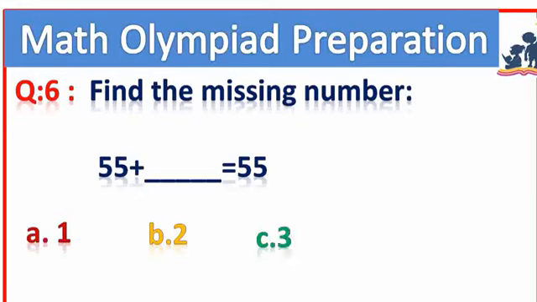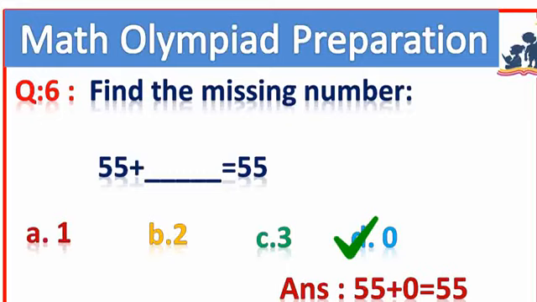Question number 6. Find the missing number. 55 plus dash is equal to 55. 0. Yes. Any number added with 0 becomes the same number. So, option D is correct.